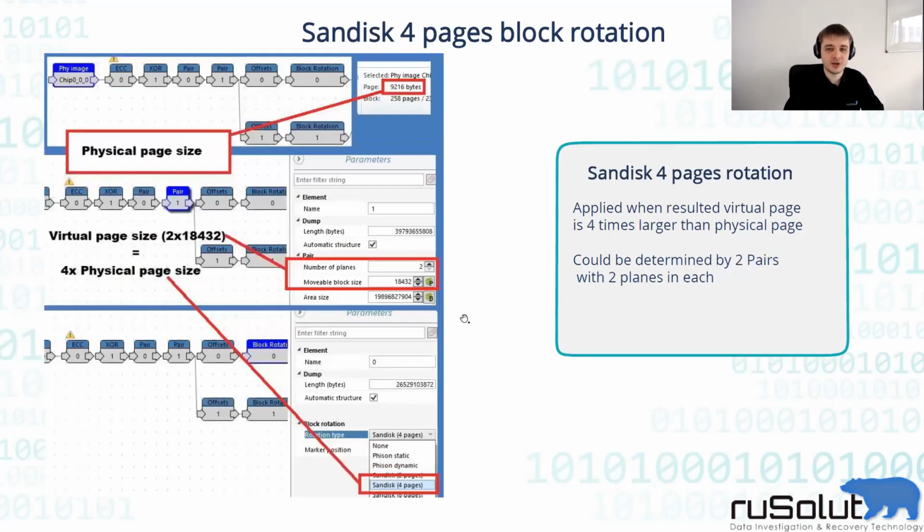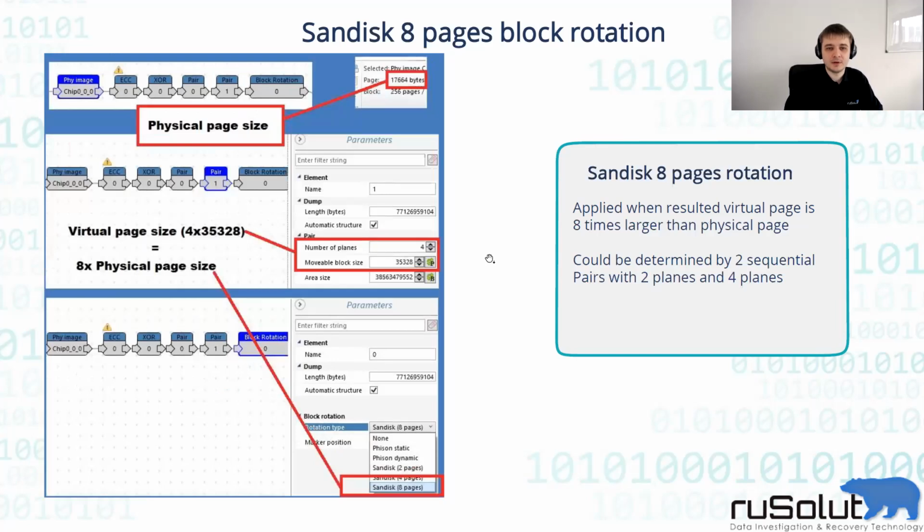Next example is Sandisk 4 pages block rotation. Here we could see a slightly different situation. The page size is 9016 bytes per single page, but here we have 2 pair elements, a first pair and a second pair, and for each pair element we have a number of planes too. So first pair element with 2 planes, second pair element with 2 planes, by multiplication it provides a result where the virtual page will be 4 times bigger than the physical page. In this exact case, we use Sandisk 4 pages rotation.